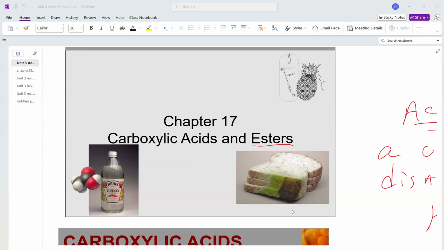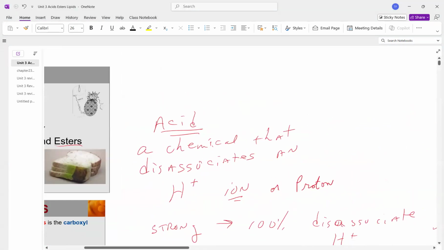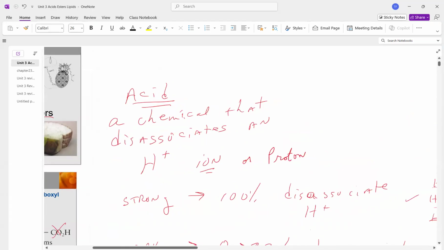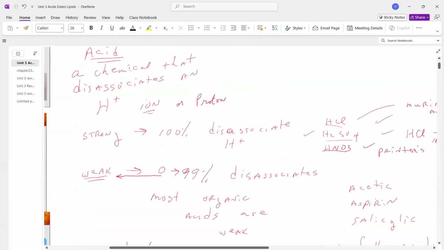Okay, so this should be a big-time review. Acid. What is an acid? An acid is a compound that dissociates a hydrogen ion. So number one, if it's got a hydrogen in the compound, it could be an acid. Only if it dissociates though. So not all hydrogens come off.